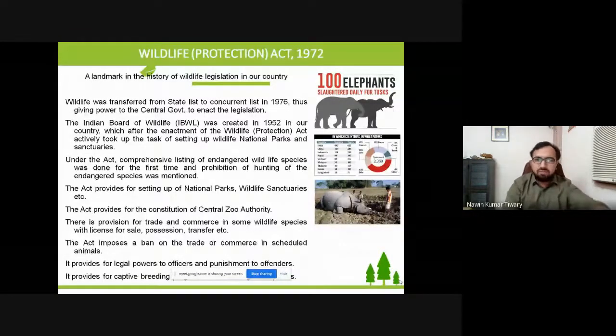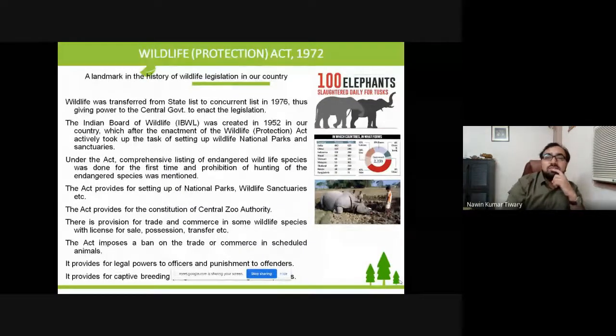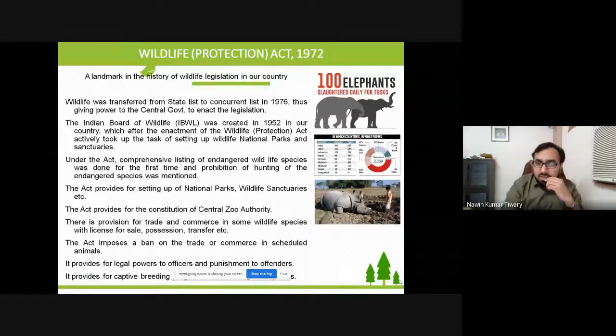But all these things you can find on the internet. There's a lot of information available. All this information will also be available on the course's website. But what is interesting to know after this is that even after all these things, there are 100 elephants slaughtered every day for their tusks. And a large number of tigers are being killed. And the recovery of tigers in India is 463 seizures, 625 tigers, and that is the span of roughly around 20 years, if I can say.